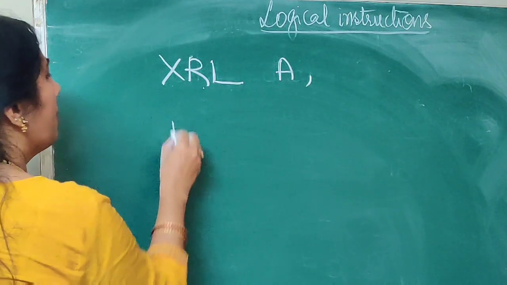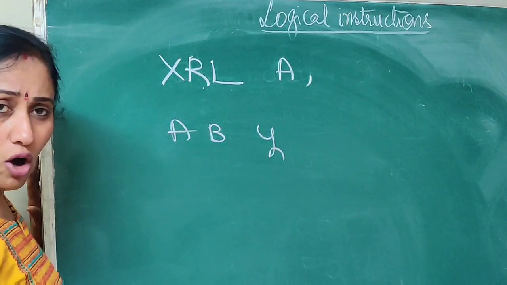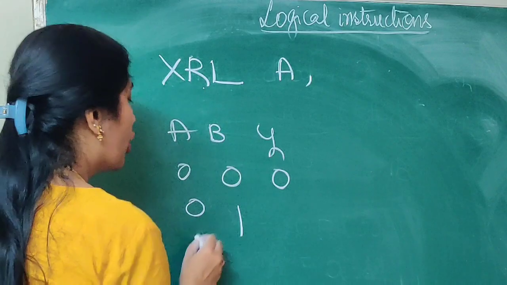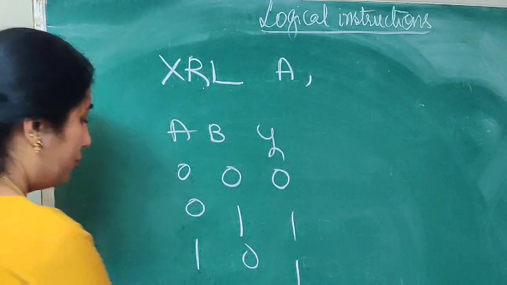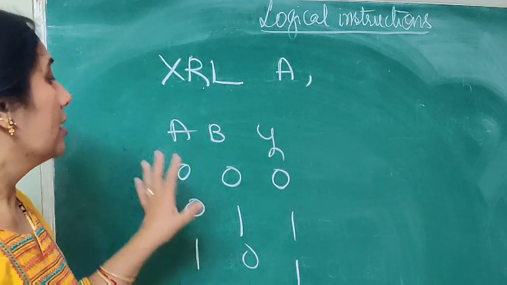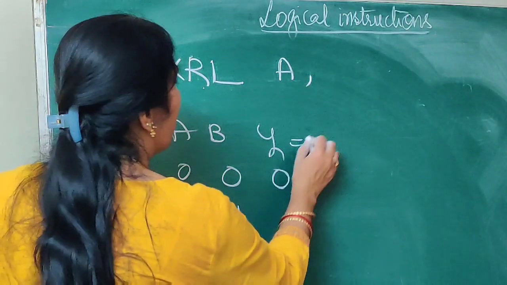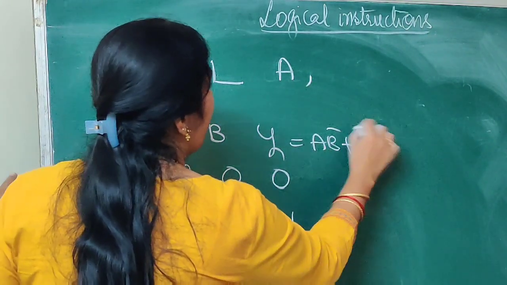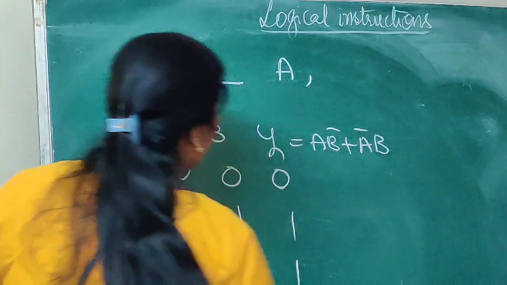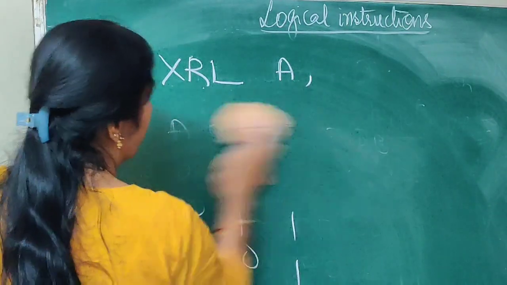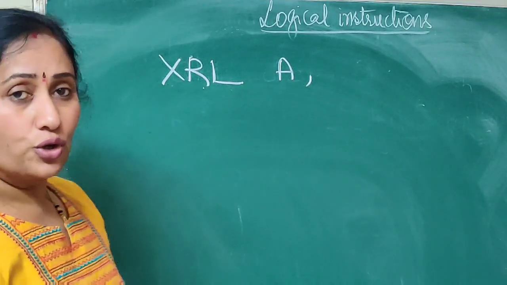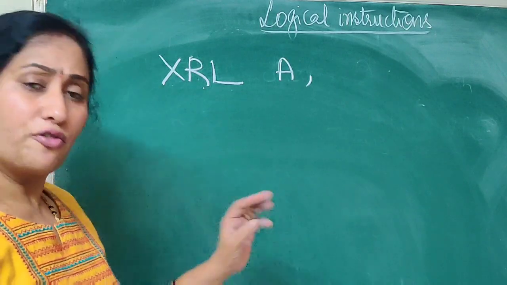If you remember the truth table of the XOR, if both are equal, the output is 0. If both are not equal, the output will be 1. So this is going to be the truth table of the XOR operation. If you don't remember this, you can remember y is equal to a b bar plus a bar b. This is the Boolean expression for the XOR truth table. Anyone you can remember. Now this you have to remember, because in order to write the result, you should know that one. So you should remember the truth table of all the gates actually.